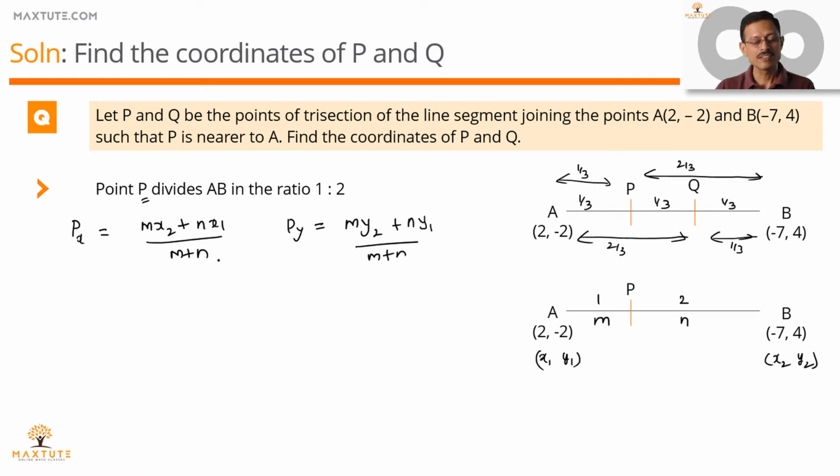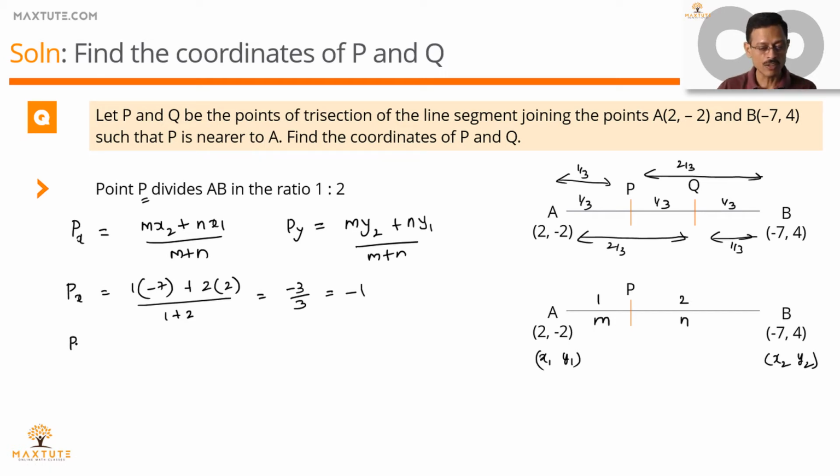Now, using this in the specific example where P divides it in the ratio of 1:2 and the coordinates of A and B are (2, -2) and (-7, 4), let's find out the coordinates of point P. The x coordinate will be: m is equal to 1 in this case, x2 is -7, so 1 into -7, plus n is 2 and x1 is equal to 2. This divided by m plus n, which is 1 plus 2. We have -7 plus 4, which is -3, divided by 3. So the x coordinate of point P will be equal to -1.